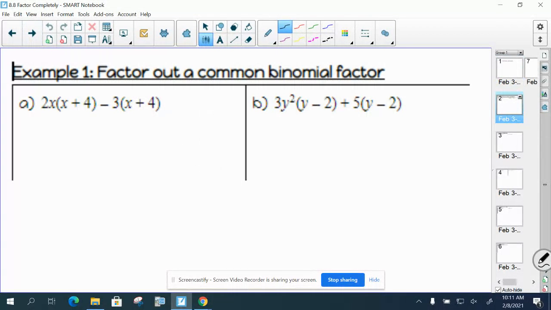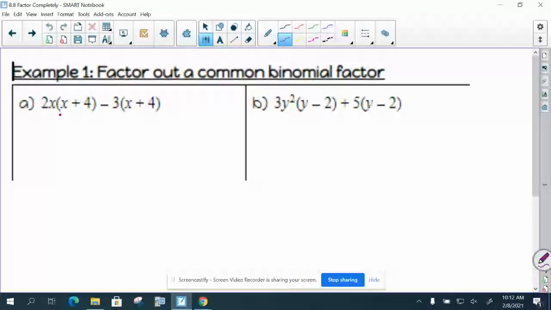So for the first example, it says to factor out a common binomial factor. This is a process you've already been used to when you learned the AC method. We technically just have two different terms here, but within the terms, they both have a factor of the quantity x plus 4. So we're going to factor out that x plus 4, and then we're left with 2x minus 3.